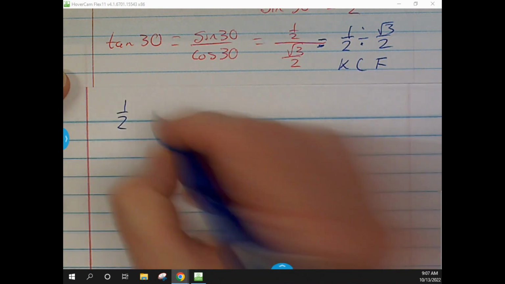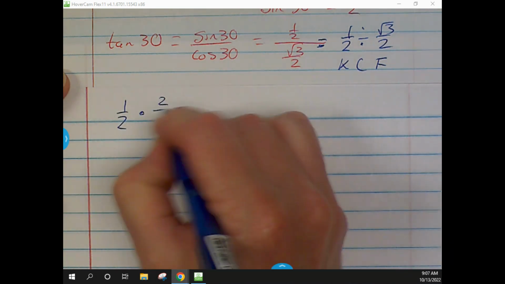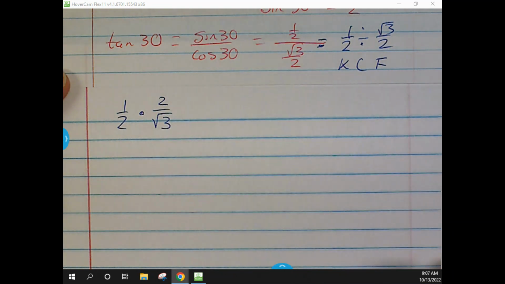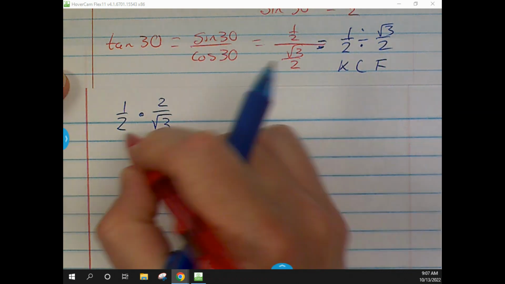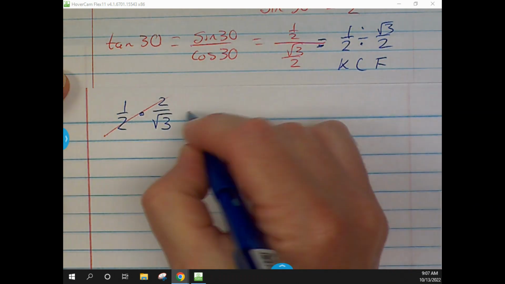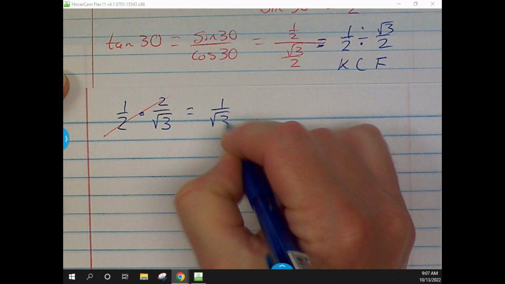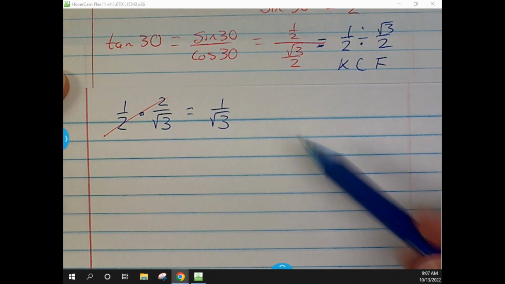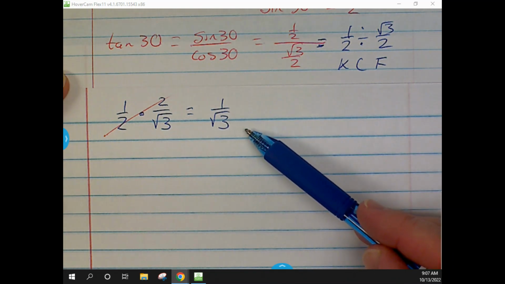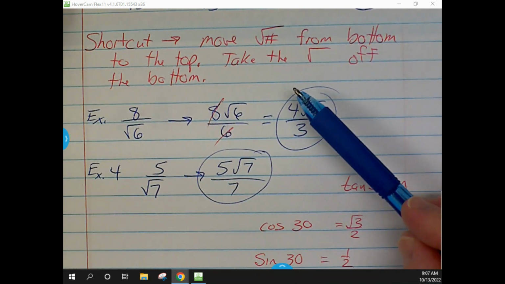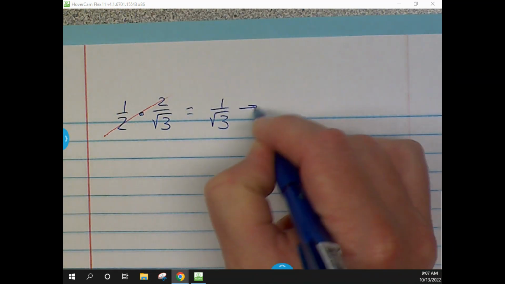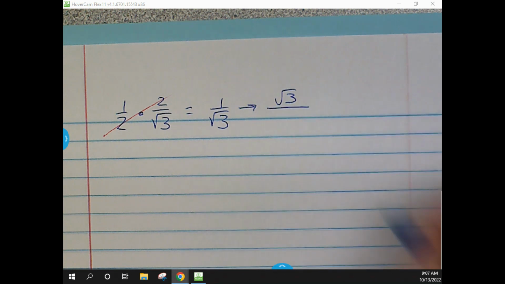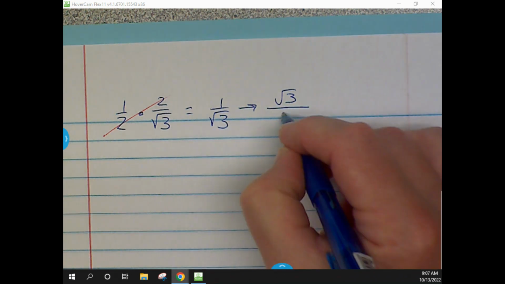So we're going to make it 1/2 times 2 over square root of 3. All right, good thing with this one is the 2's cancel, right? So it leaves us with 1 over square root of 3. Oh, but now we've got a square root in the denominator, right? So now we get to do our shortcut. We're just going to move that square root from the bottom to the top, and on the bottom, we're going to take the square root off and leave it just as 3.